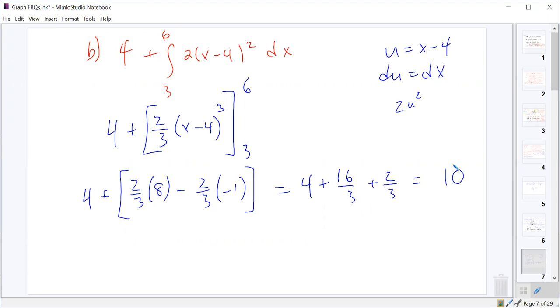1 point if you split it into 2 different things here, 4 and then this integral from 3 to 6. 1 point if you correctly found the antiderivative of 2 times (x minus 4) squared, and 1 point for this final answer.